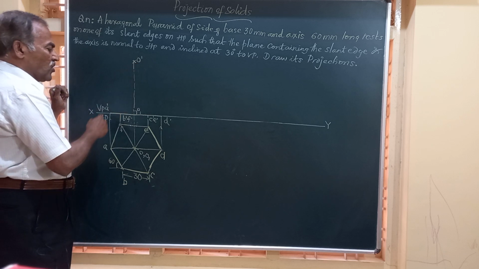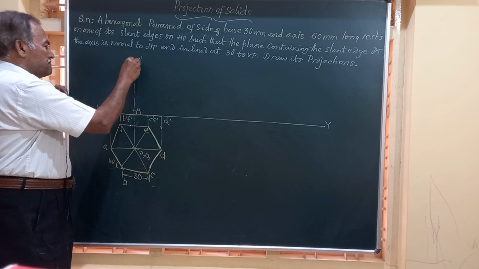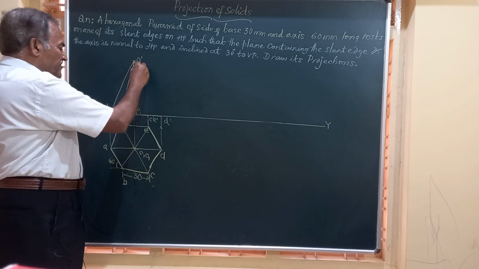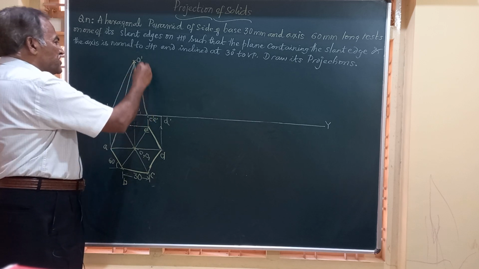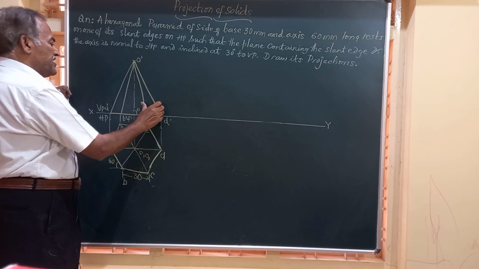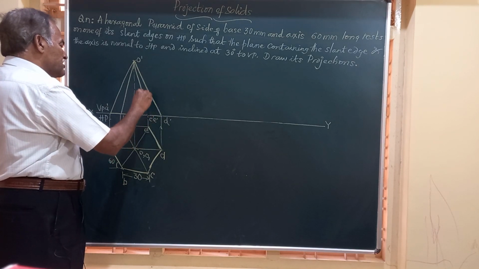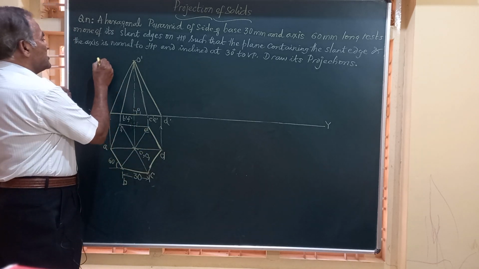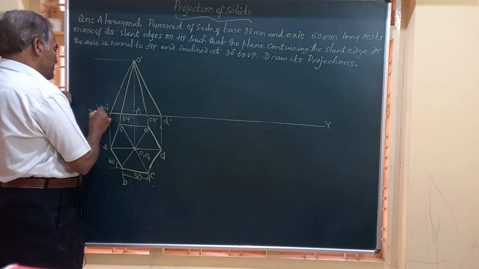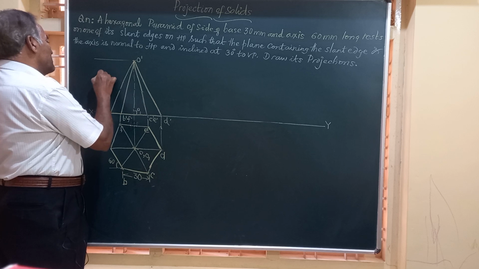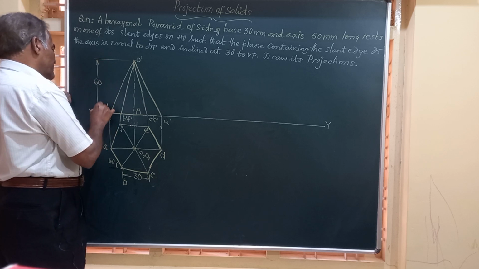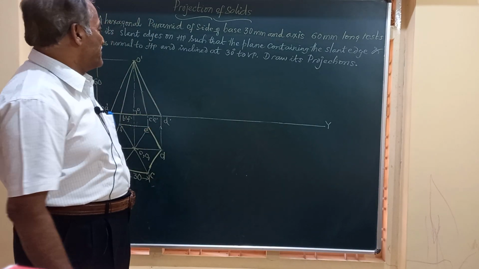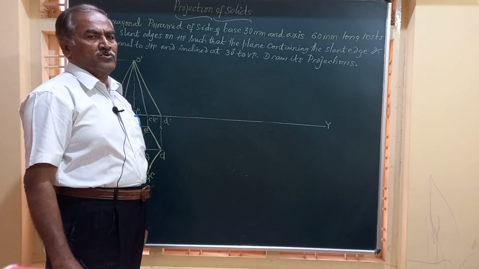O dash to all the six corners of the base. O dash to A dash, O dash to B dash F dash, C dash E dash, and this is D dash. Friends, I have joined the vertex to all the corners, and this has got a height of 60 millimeter. So we have to mark that height of the pyramid or the length of the axis of the pyramid. This is how the pyramid looks in the front view.